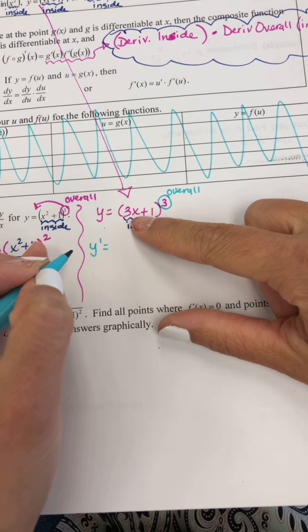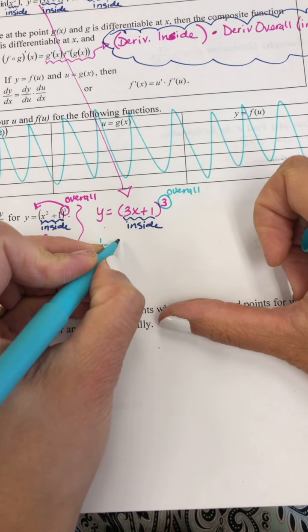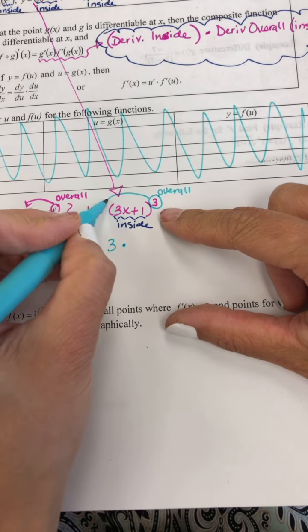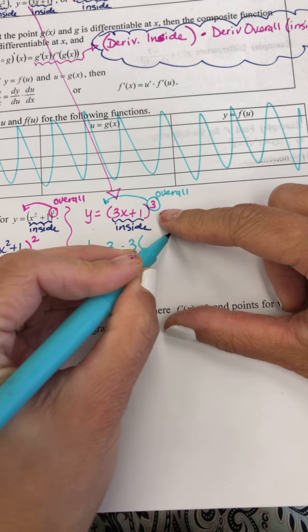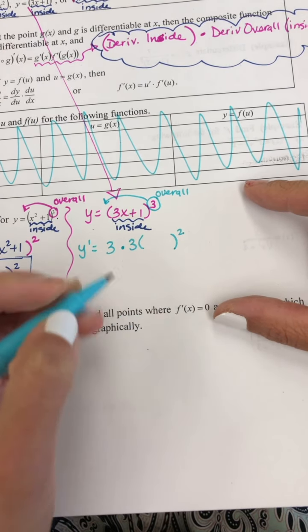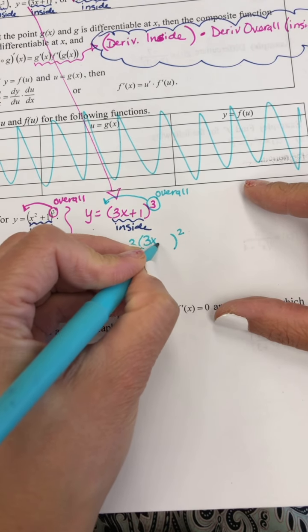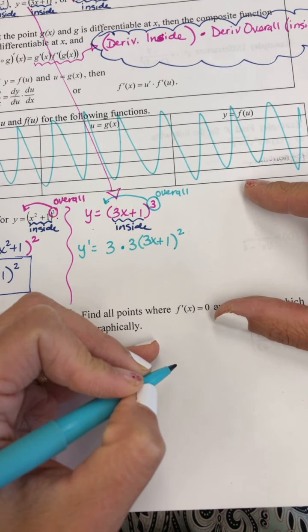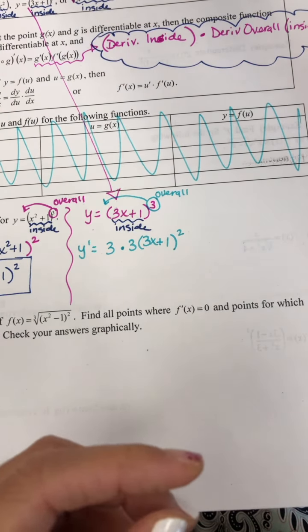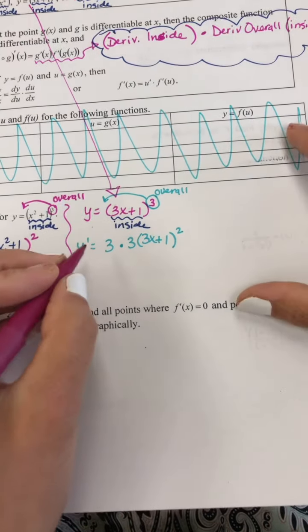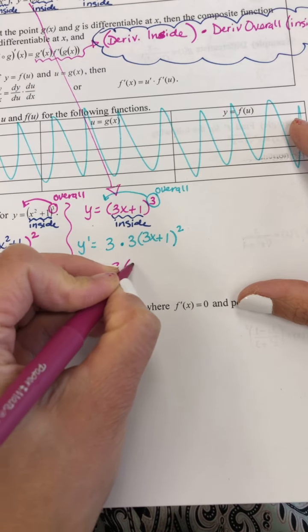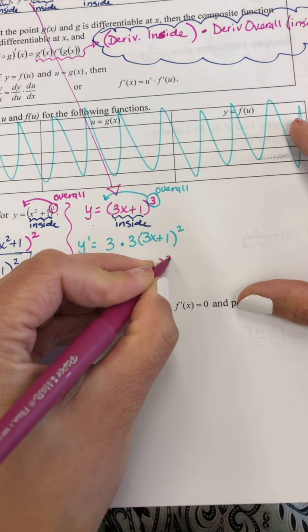The derivative of the inside using power rule is just a 3 times the derivative of the overall, which means we're gonna have to drop that 3 in the front. And now that exponent drops down to a 2 because we subtracted 1. And then we put the inside back in. Okay, super easy. So I just have to multiply the 3 times 3. So y prime equals 9 times the quantity 3x plus 1 squared.